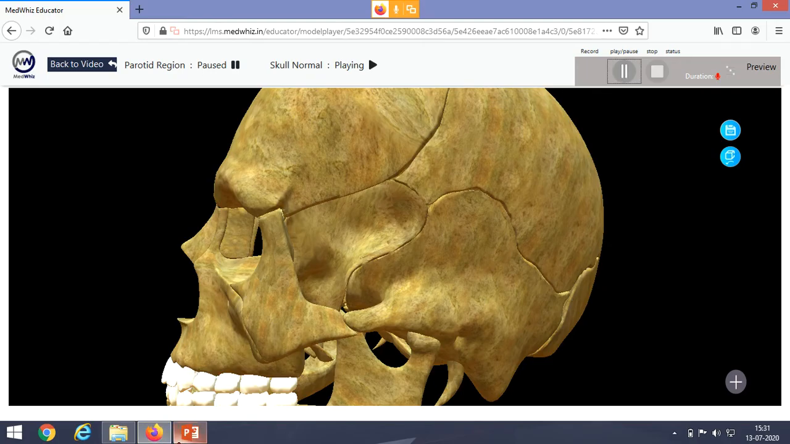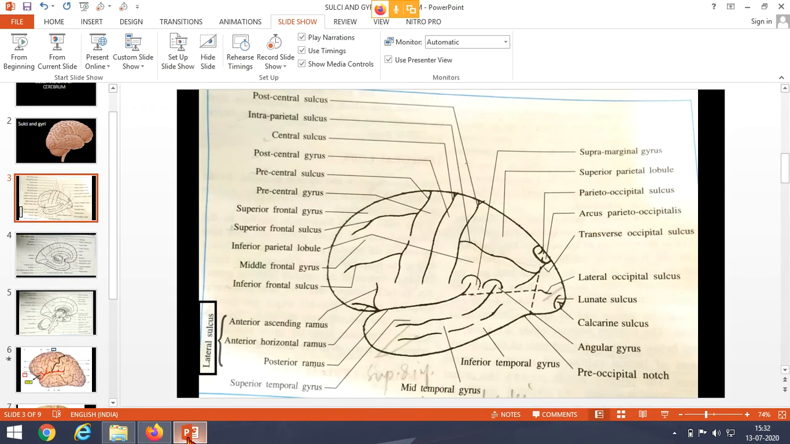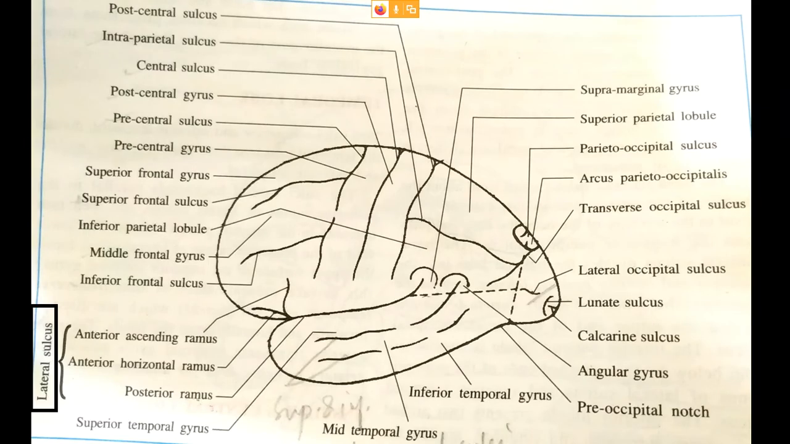So far we have seen the sulci and gyri of the frontal lobe, and now we are going to discuss the sulci in the parietal lobe. Please concentrate. Now we are going to see the sulci and gyri of the parietal lobe. The parietal lobe is divided into 3 gyri by 2 sulci. What are the 3 gyri and what are the sulci?